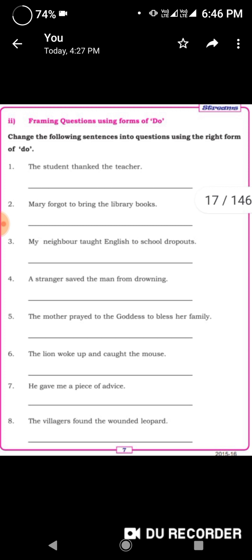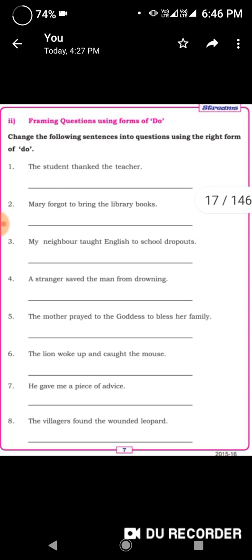The structure of the present simple tense is do or does plus subject plus main verb, which is in the base form, and the rest of the sentence. So, in the example that I have already cited, he plays hockey, the question is, does he play hockey?